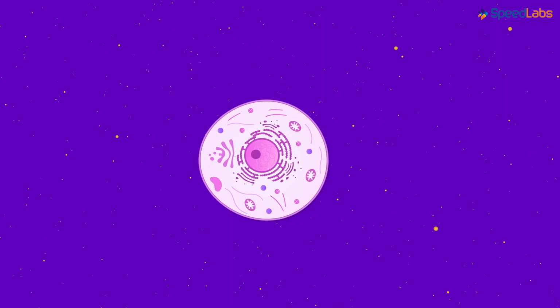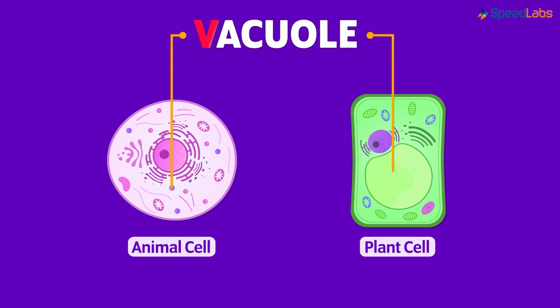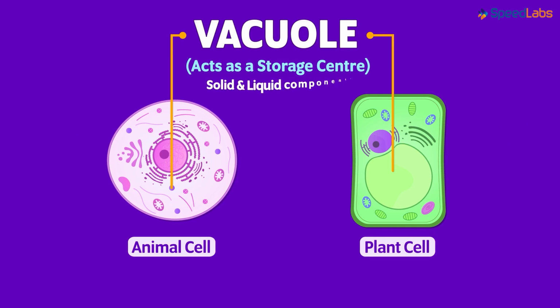Of course it does. Both plant and animal cells have an organelle named vacuole. These vacuoles act as storage centers for the cell. They are storage sacs for the solid and the liquid components, which are usually wastes generated by the cell.